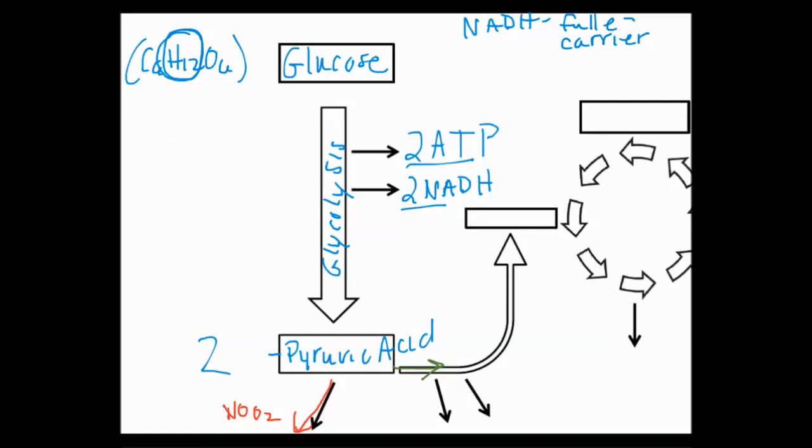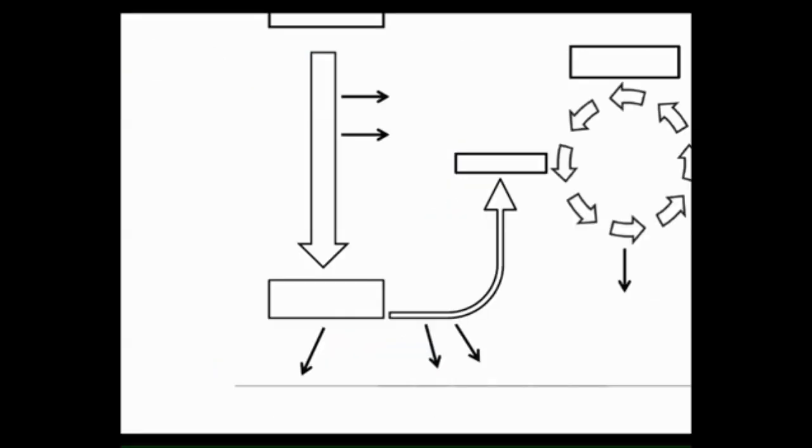So to recap glycolysis, we start with glucose. We produce 2 ATP and 2 NADHs. We are left with 2 pyruvic acids, and all of this is going to take place in the cytoplasm. Let's move on and talk about our next step, the grooming step or the transition step.